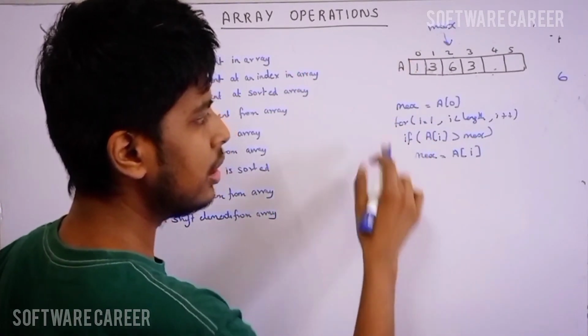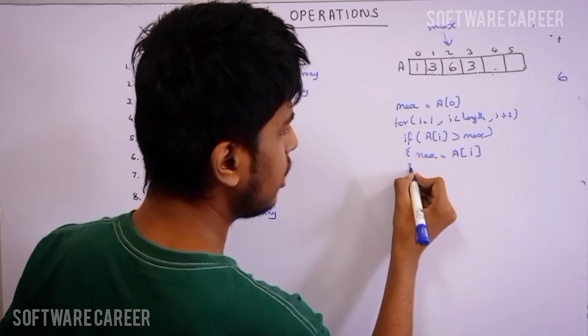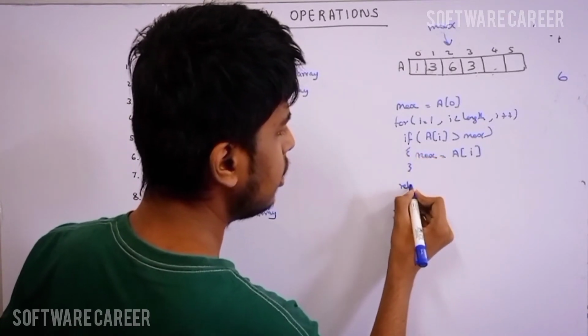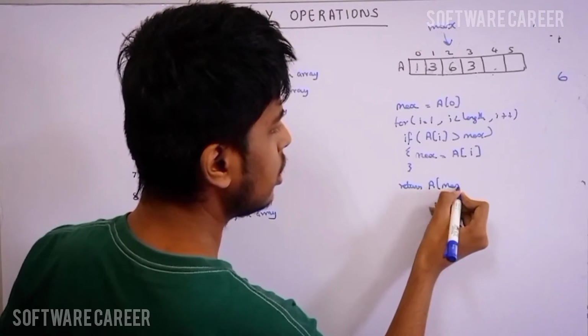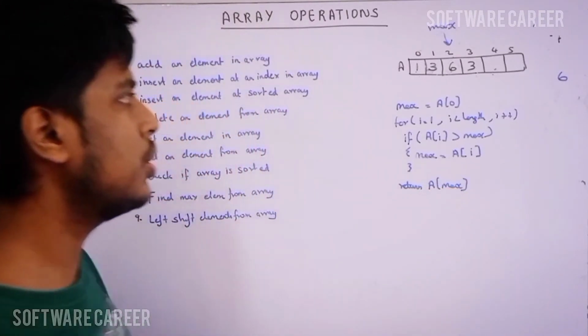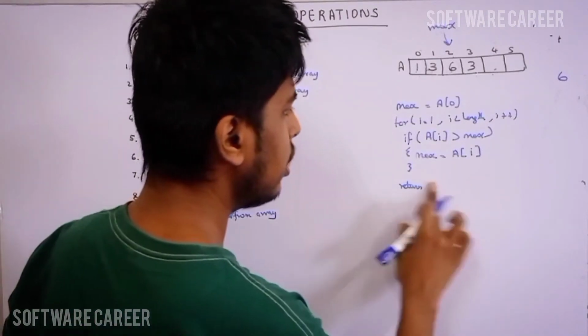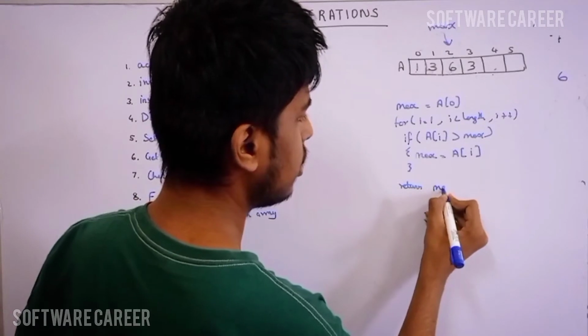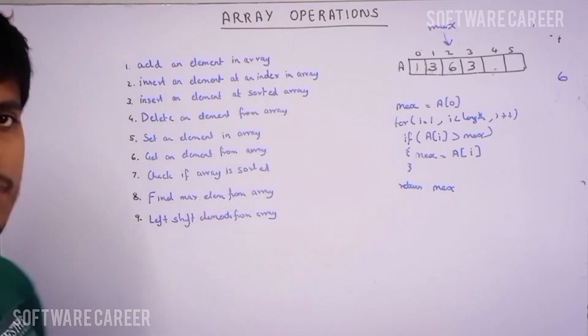Now I should return it. Return the maximum. So I am writing, this will be in bracket. Now I will write return A of max. I should return this. This is how you, no, you should return max. This is how you should write the code for finding the maximum element in the array.